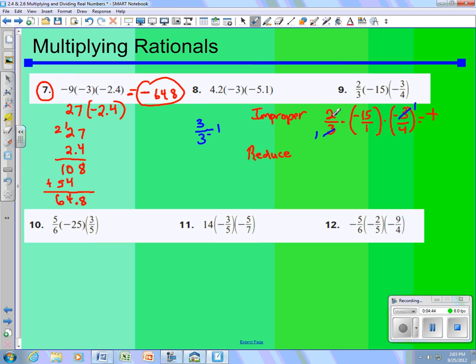You'll notice I have a 2/4. I divide both of those by 2. 2 divided by 2 is 1. 4 divided by 2 is 2.